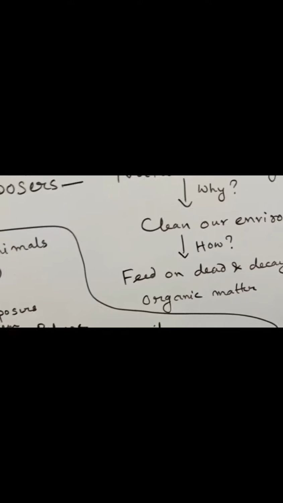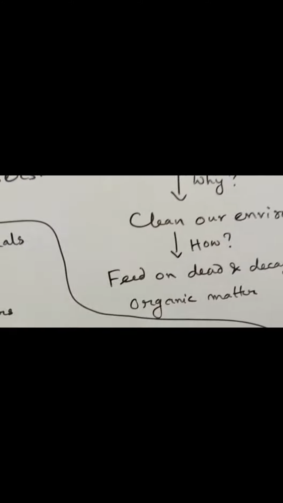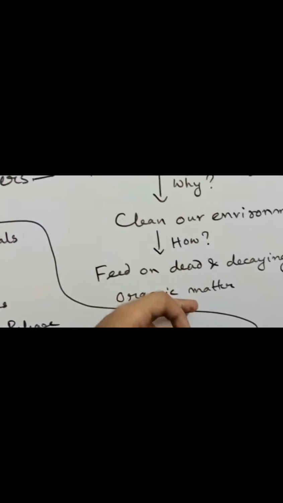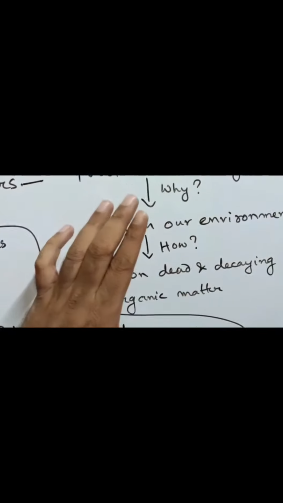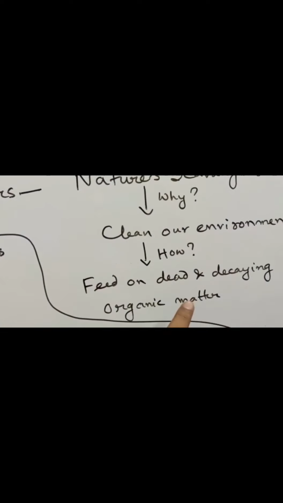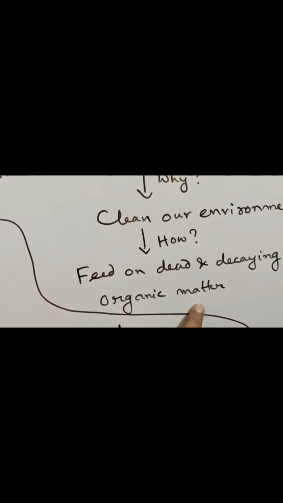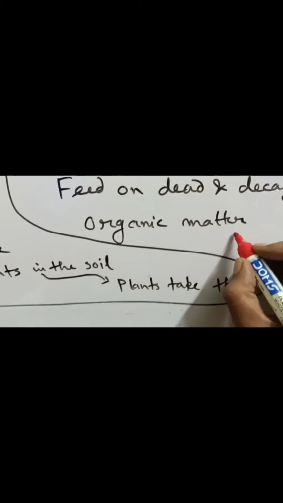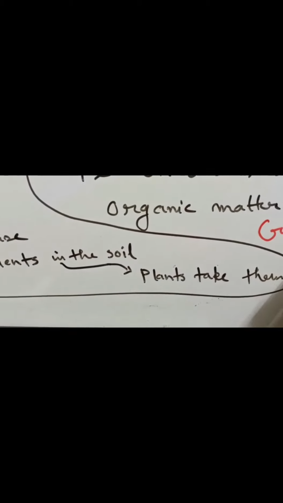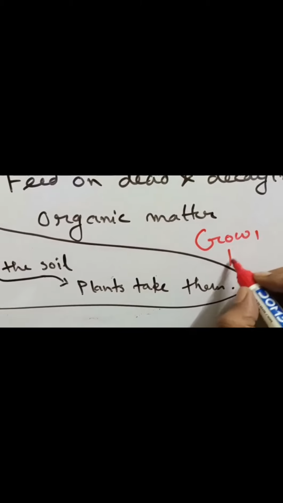An example is crow. Crow is an example, bacteria. These are the examples of nature scavengers. The best example is crow. I am writing it down. Just a minute. Example is crow. Bacteria also.